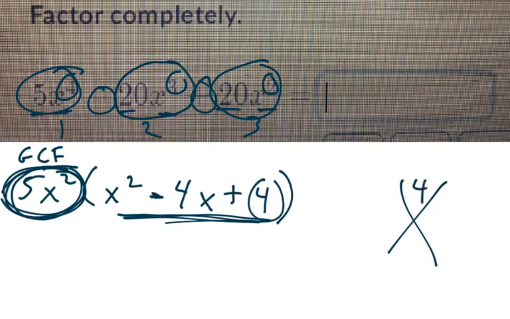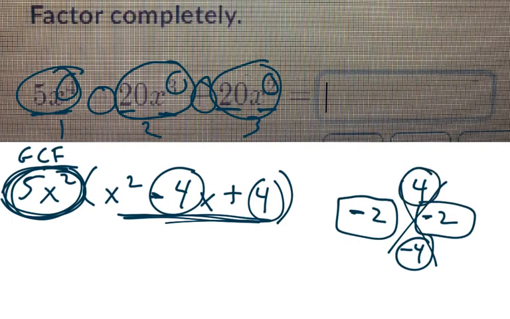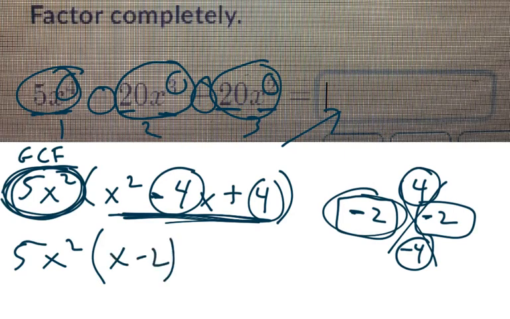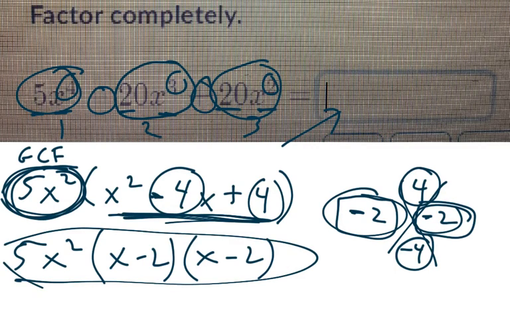We need a 4 for our product, a minus 4 for our sum. 2 times 2 is 4. To get the negative 4, though, we want negative 2, negative 2. And, of course, negative times negative is a positive. So our final answer, guys, that's what you're going to type in there, is 5x squared, parentheses. This, we know, is x minus 2 times another x minus 2. This is what you have to type in. And you get this one right.